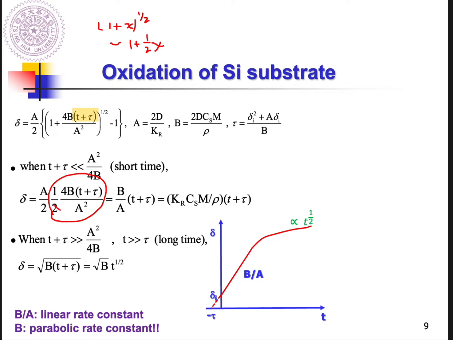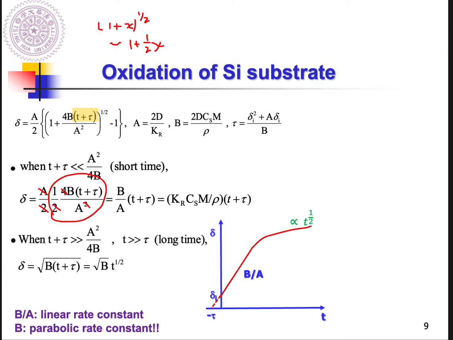And this, you can just drop this term, the 4. And this A, drop 1 A. So you got B over A, t plus tau. And what's the B and A? B here over A. So you got K_R C_S M over rho, t plus tau.